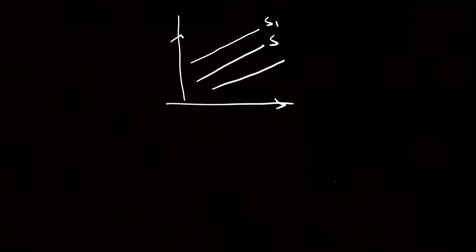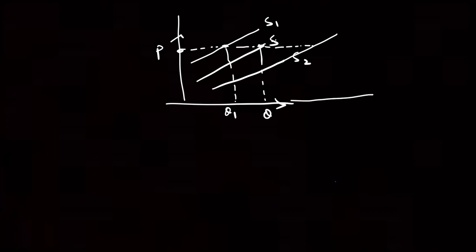Again, what is a shift? First of all, a shift in the supply curve will take it to S1 or will take it to S2. Now what is a shift? For example, the price is this P. At a given price, and I am extending this part over here, the quantity that you will be getting at S1 is Q1, at S is Q, and at S2 you are getting a quantity of Q2.